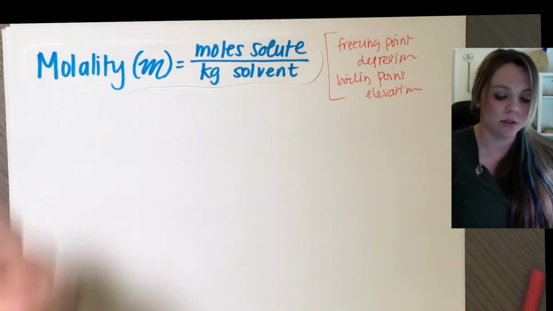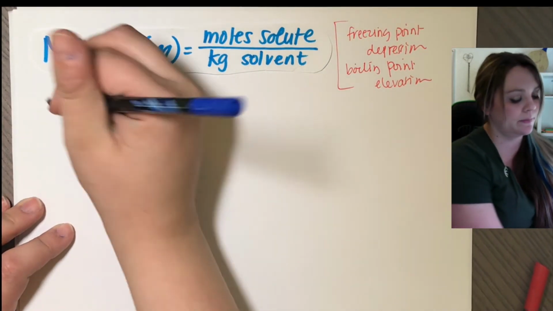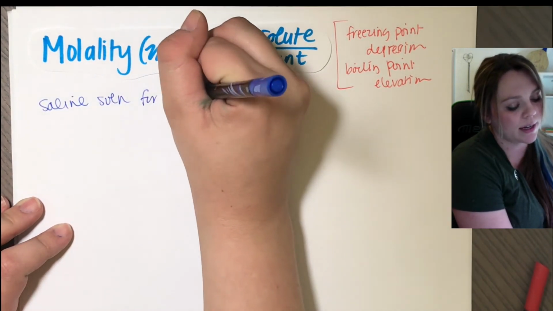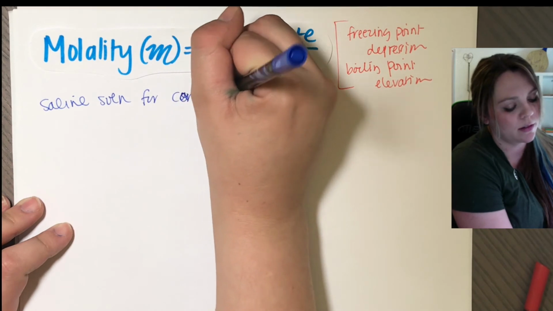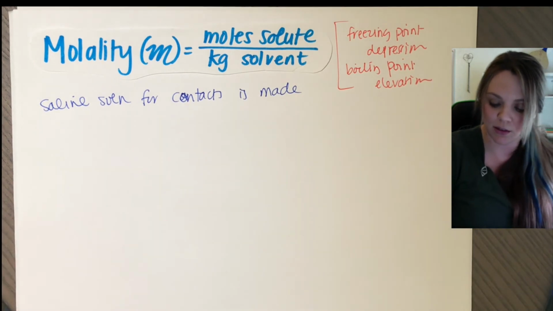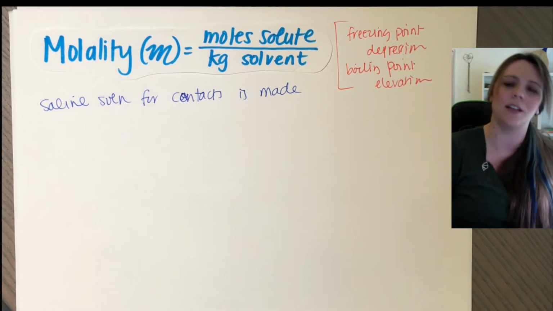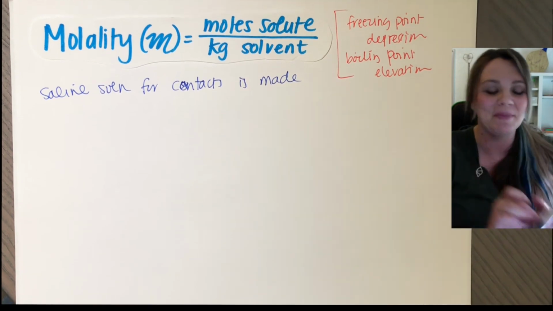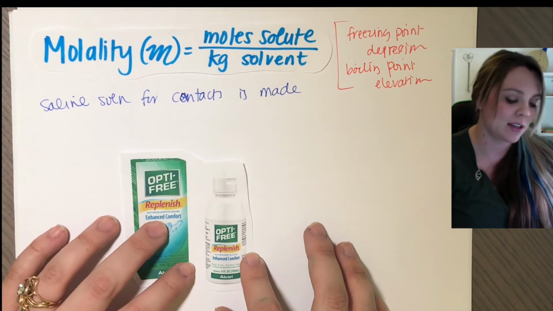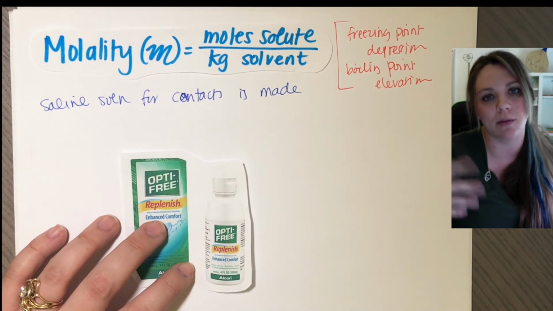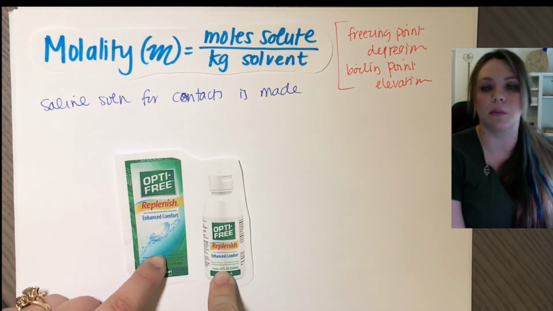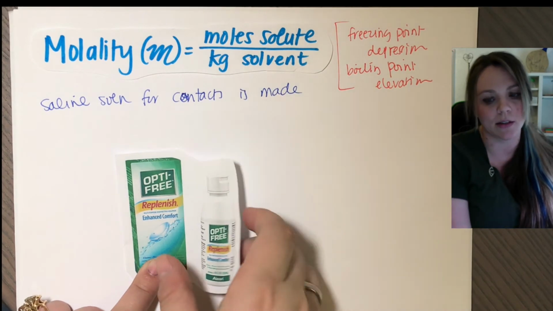Okay, so a quick example. Saline solution for contacts is made in big batches, okay? But saline solution for your eyes, when they're making this in the actual factory or the lab they make it in, they don't just make it in 4-ounce bottles at a time. That would be ridiculous and wasteful, right? So they make it in big batches, and then they separate them out and fill the bottles, and then we buy them and we put our contacts in our eyes, okay?